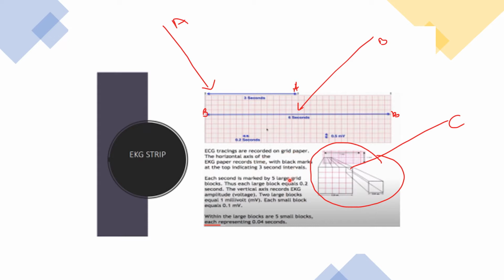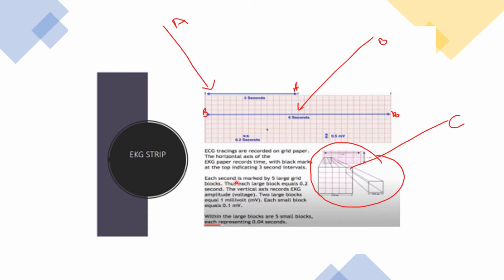You should have one in front of you now. Once you have placed the leads on the patient's chest, it's transferred onto the EKG monitor. And from the EKG monitor, it reflects onto this EKG grid paper. Now, you have to interpret what it means.